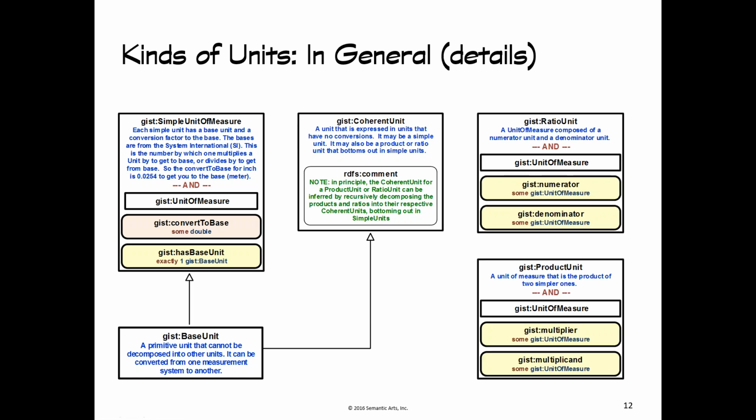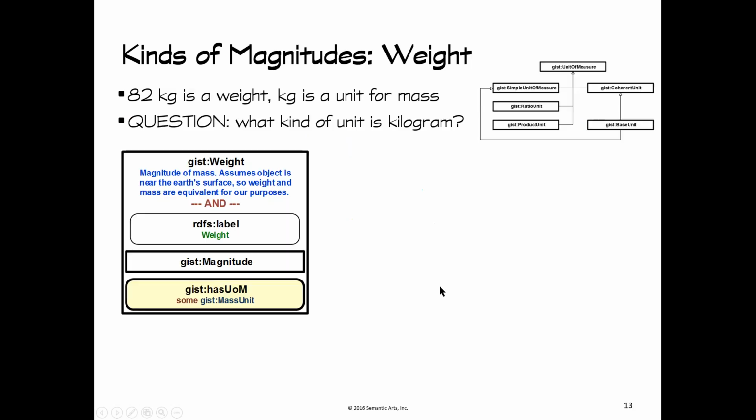And then we have the product units and the ratio units, which are defined in the way that we talked about a few minutes ago, the numerator and denominator. It is a unit of measure that has a numerator and denominator, and that's enough to infer it into the class of ratio unit. And a product unit, similarly, if it has a multiplier and a multiplicand and it is a unit of measure, then we can infer that it's a product unit.